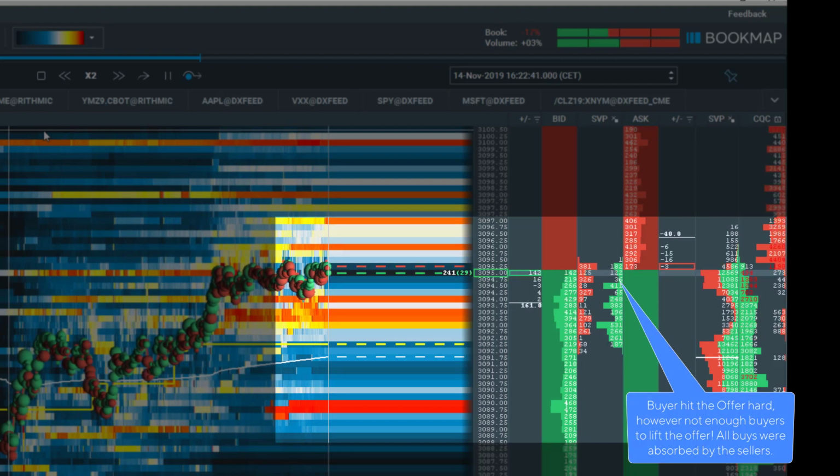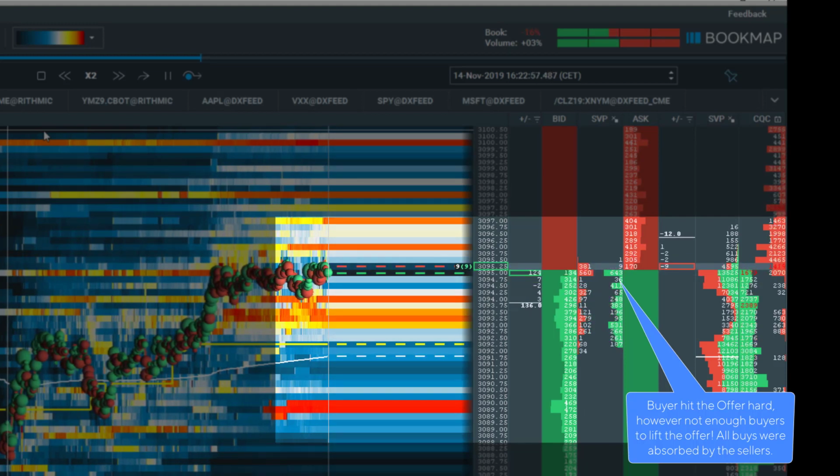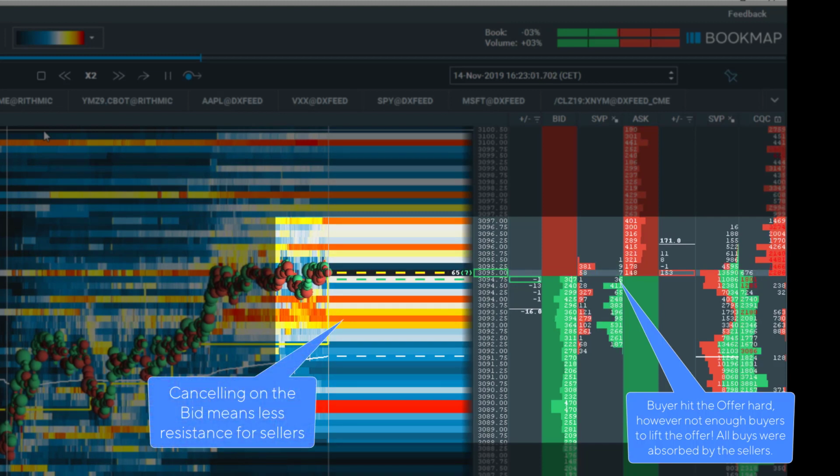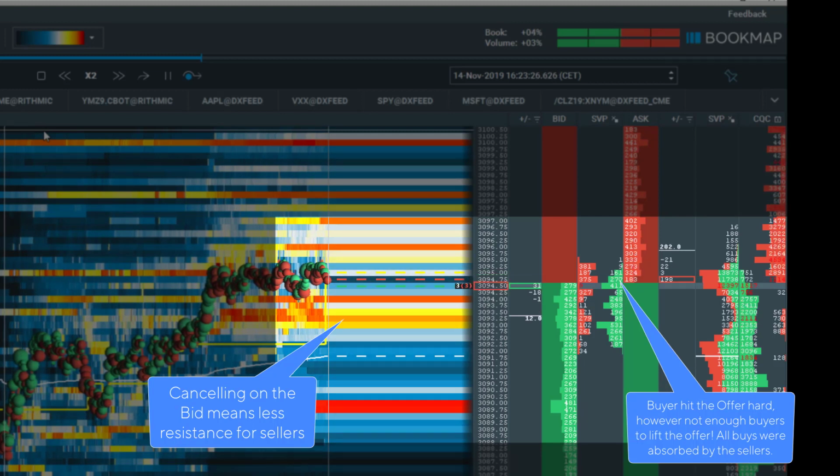Now the market is ready to cancel the bid side or to reduce the sizes on the bid side, so it makes it more vulnerable to resist the sellers. That means there's less resistance for the sellers to bring the price down, as you can see, and go towards this 1390 level where the buyers are sitting to support the price.